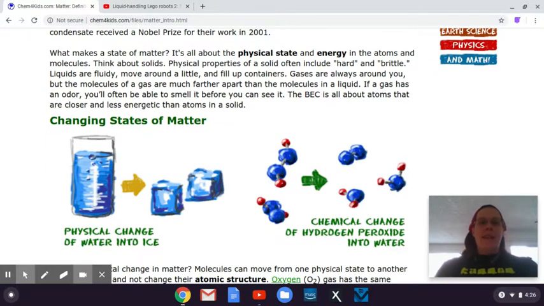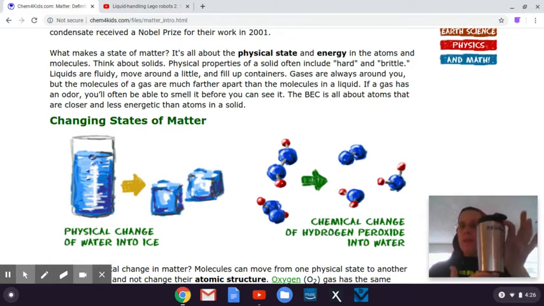What makes a state of matter? It's all about the physical state and energy in the atoms and molecules. Think about solids. Physical properties of a solid include hard or brittle. This, as you all are aware, is my absolutely spectacularly amazing coffee cup. This is a solid. Okay? Solid.